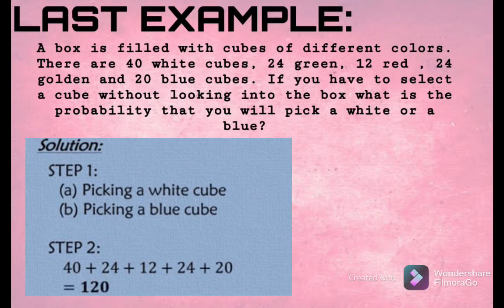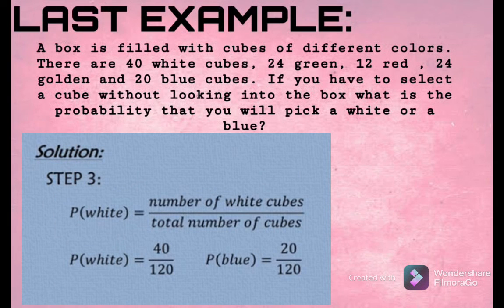Step 1. Identify the events. We have to pick a white cube or we have to pick a blue cube. Step 2 is to calculate the total number of possible outcomes. So in this, we add all the numbers of cubes: 40 plus 24 plus 12 plus 24 plus 20 equals 120. So there are 120 cubes in the box.